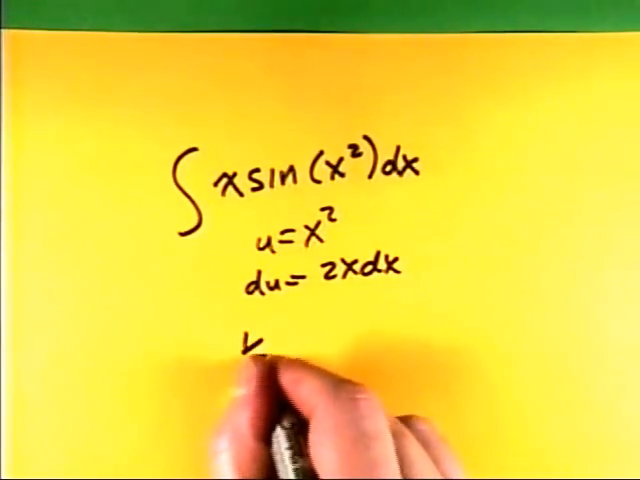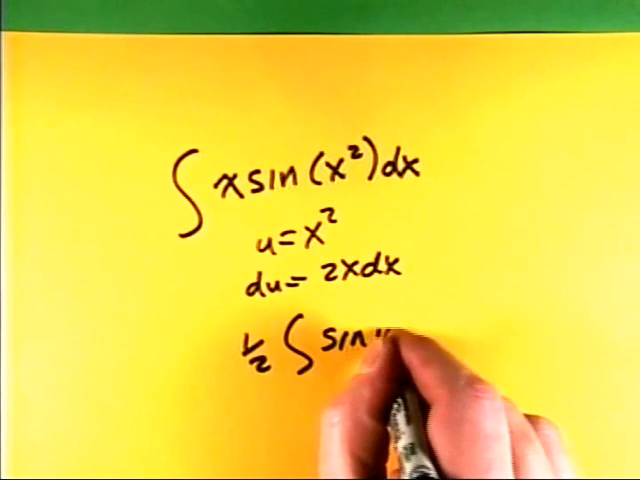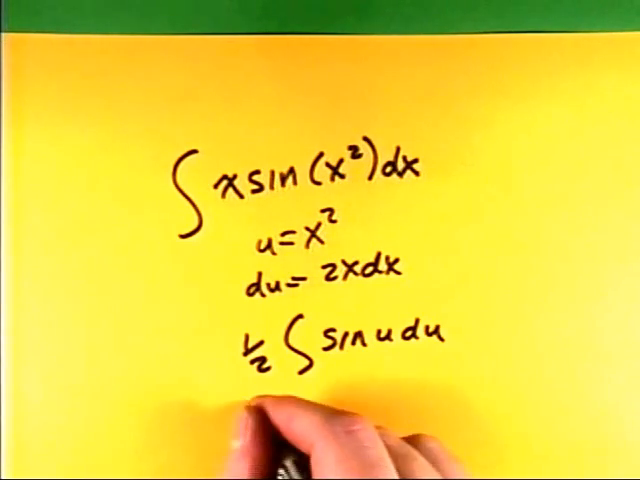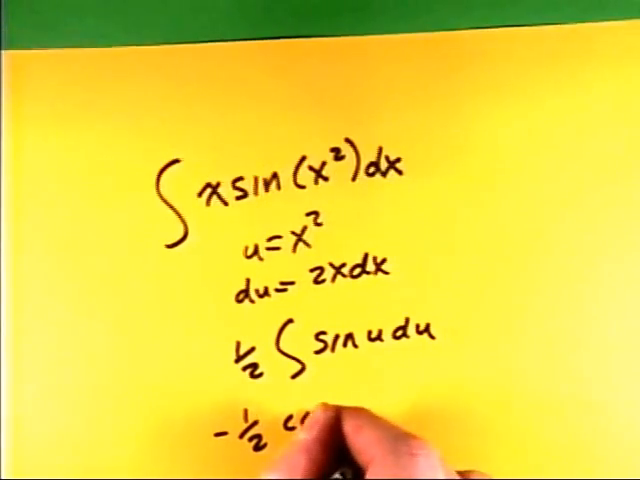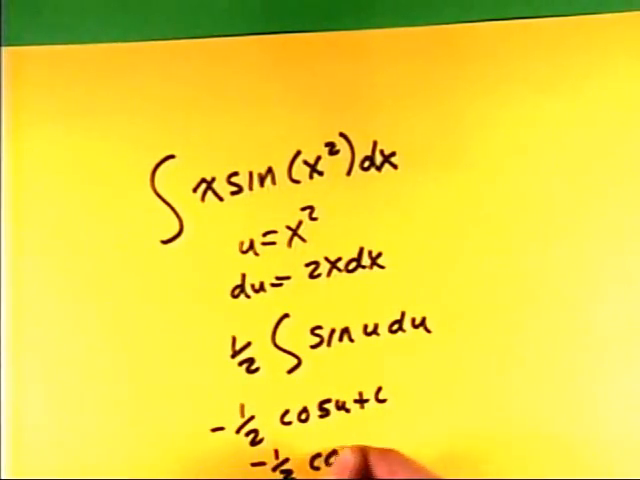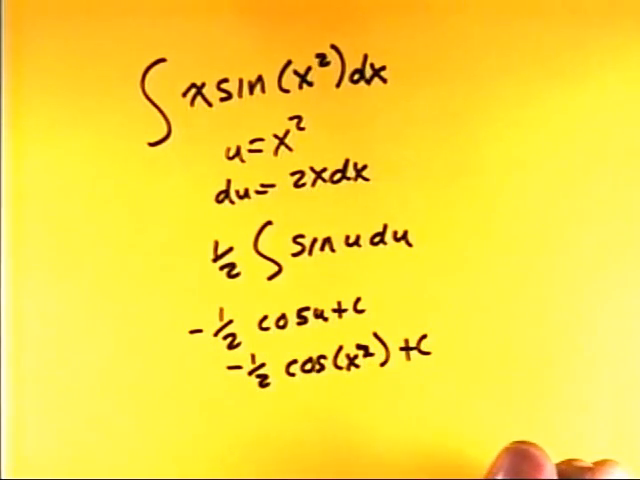Thank you for saying that, instead of putting the 2 up top. So 1/2 times sine of u du, right? What's the integral of sine of u? Negative cosine. Positive or negative? Negative. Yeah, I'm just seeing if you're strong with your conviction. So you got negative 1/2 cosine of x squared plus c, right? That's pretty easy.